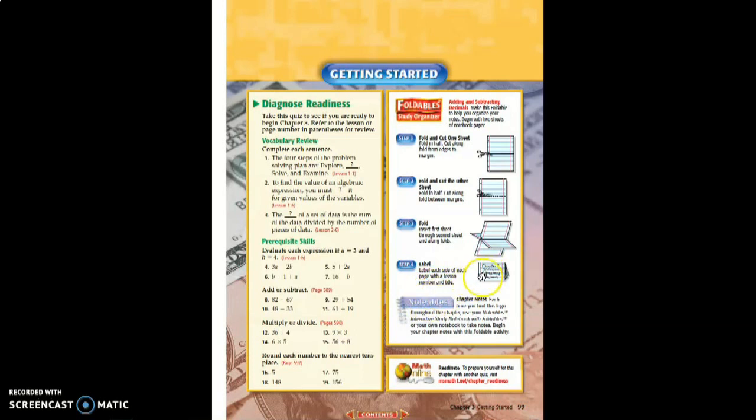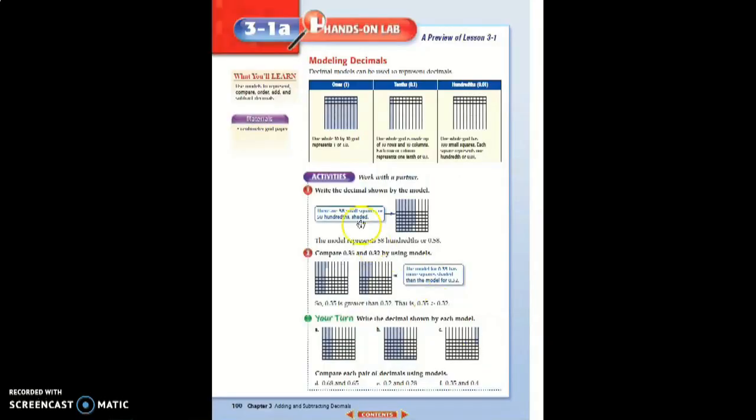Chapter 3. Adding and subtracting decimals. Notables. Take chapter notes each time you find this logo. Throughout the chapter, use your notables. Use an interactive study notebook with foldables or your own notebook to take notes. Begin your chapter notes with this foldable activity.